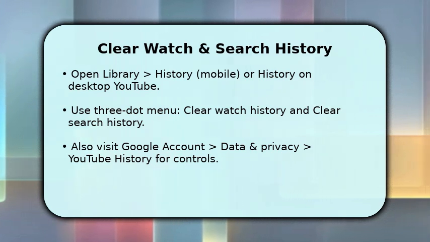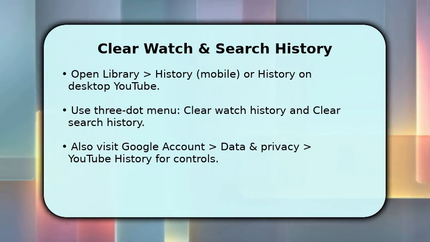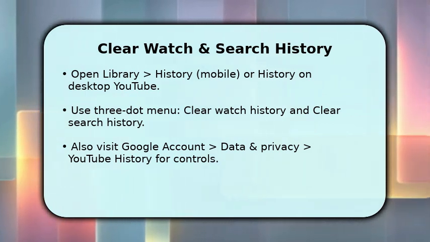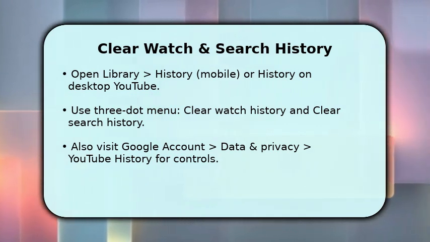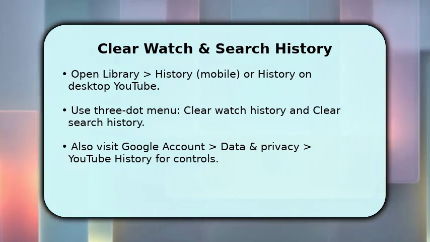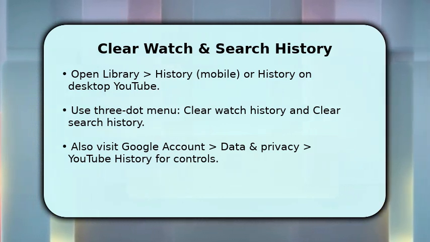For more control, go to your Google account's Data and Privacy section, find YouTube History, and pause or delete activity for specific dates or all time. That step ensures recommendations and search suggestions are reset. Make sure to confirm prompts so deletions come. Finish by signing out and restarting YouTube to apply changes.